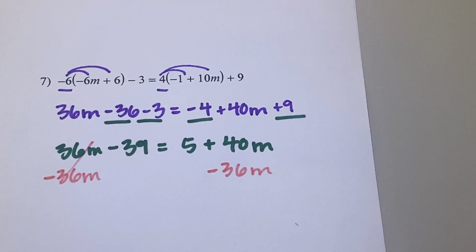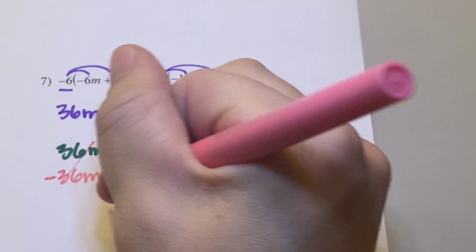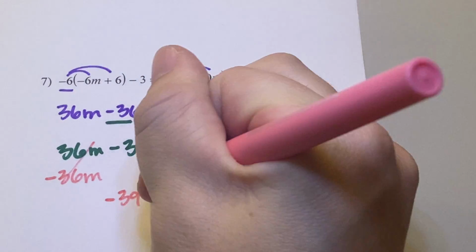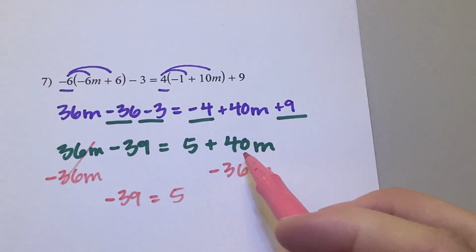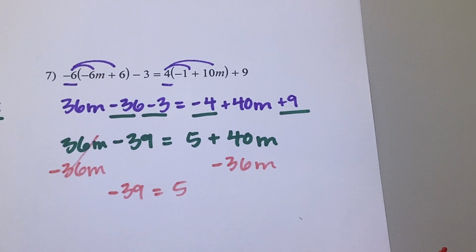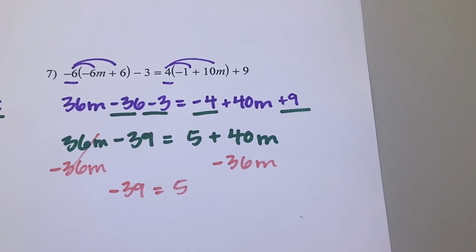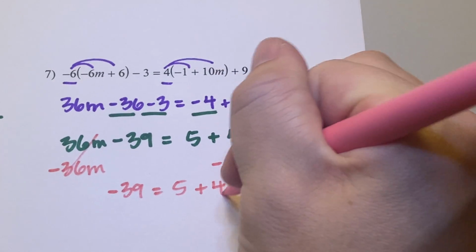Okay, got rid of it on that side. Negative 39 equals 5. What is 40 minus 36 now? 4. So positive 4m.